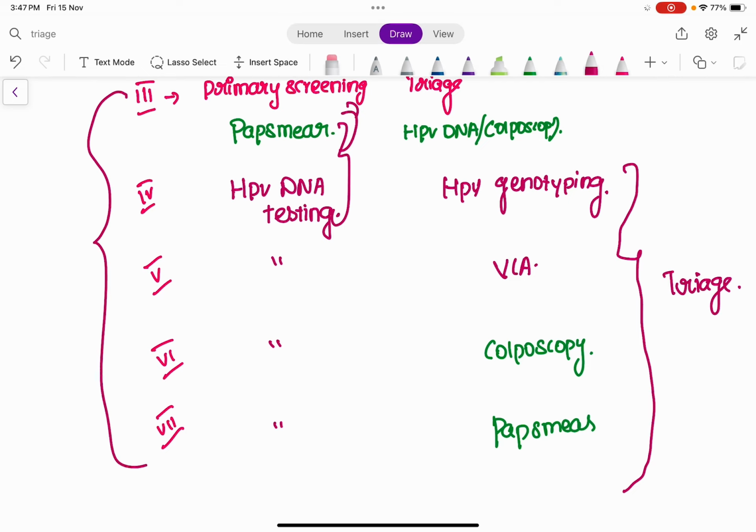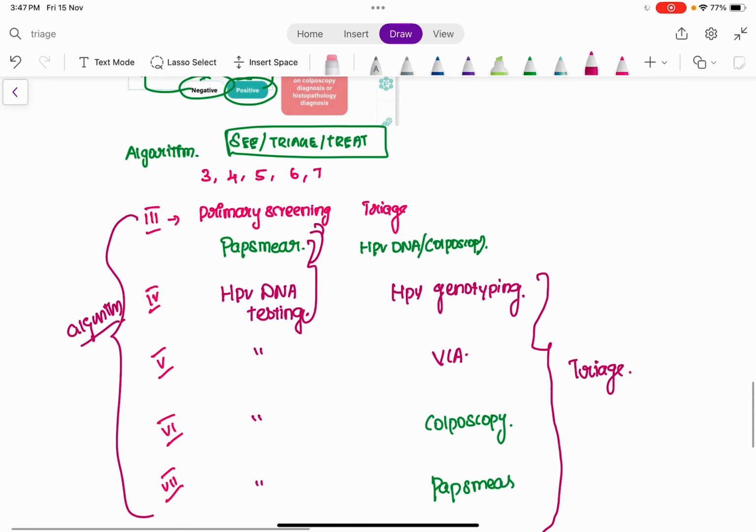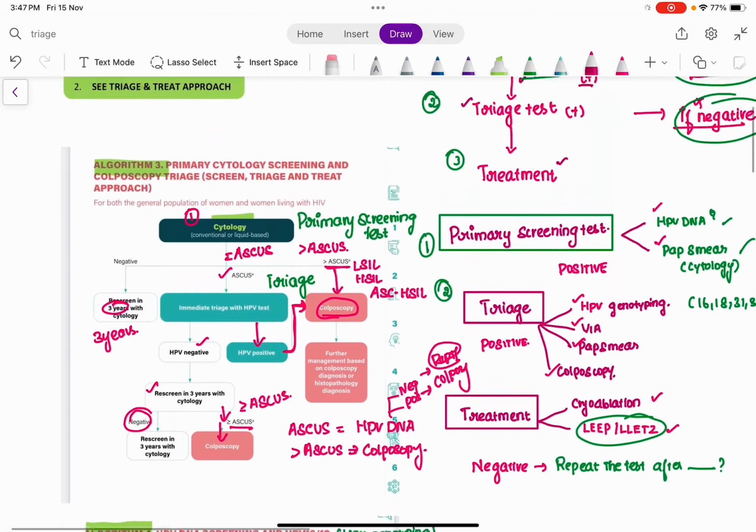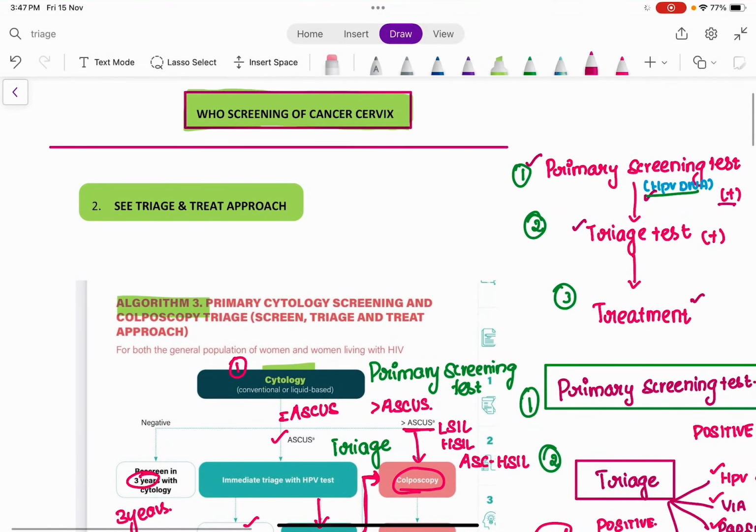So 3, 4, 5, 6, 7, all these are the algorithms which have been released by the WHO in the see, triage and treat approach. The see, triage and treat approach is much more effective and much preferred by the WHO than the see and treat approach. Because in see, triage and treat, you do a series of tests, and only based on the reports of the series of tests do you plan the treatment. Whereas in see and treat, you do the treatment based on the report of only one test. Is that clear? Yes. So this was all about the see, triage and treat approach given by the WHO. If you ask me, this is more important than the see and treat approach.